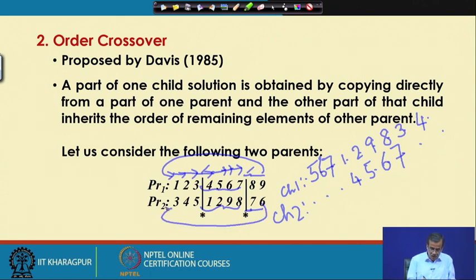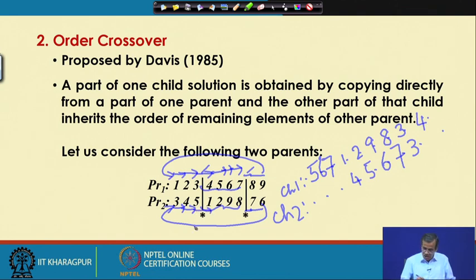Then I go to the starting of parent 2. Now, at the starting of parent 2, you have got city 3, 3 is not here. So, I can copy 3 here. The next is city 4, 4 is already there. So, I cannot copy it again. The next is 5, 5 is already there. So, I cannot copy it again.